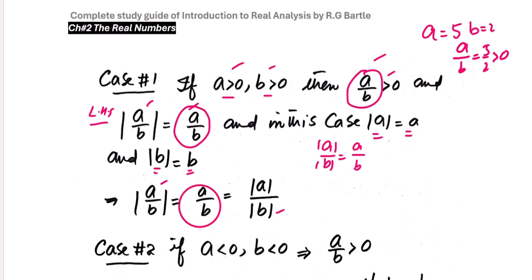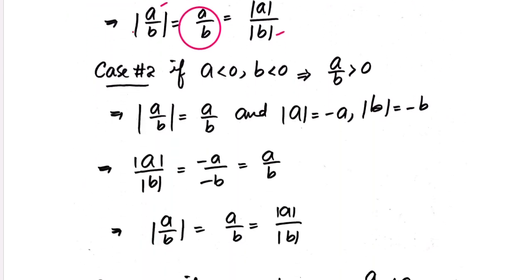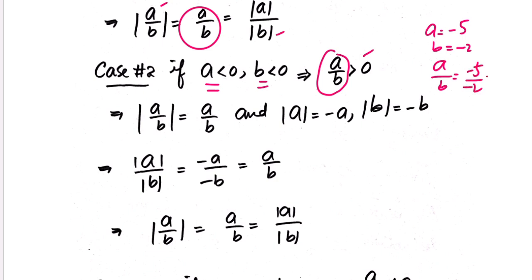Case number 2, if both a and b are negative. In the case when a and b both are negative, then again their fraction a over b is always greater than 0. For example, if you take a equal to minus 5 and b equal to minus 2, clearly a over b is equal to minus 5 over minus 2. This is equal to 5 by 2, which is greater than 0. So again, the fraction a over b is greater than 0. So if a number is greater than 0, then its absolute value is simply equal to that number a over b.